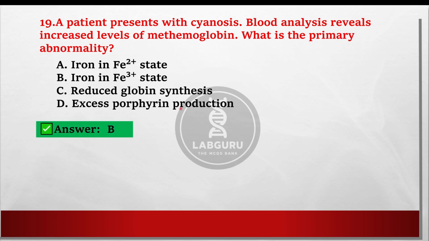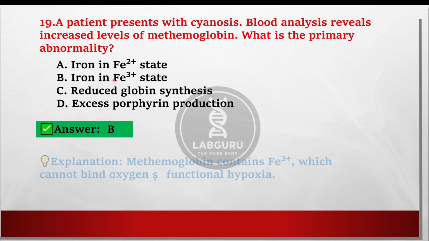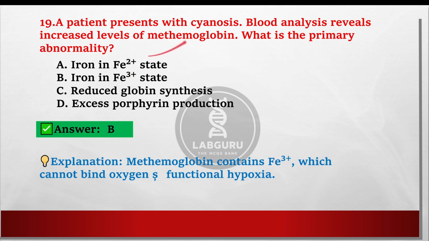So the right answer is option B, that is iron is present in ferric state, because methemoglobin contains Fe3+. Here you can see in the blood analysis methemoglobin is increased, so it contains ferric Fe3+ ion, which cannot bind with oxygen sufficiently, causing less oxygen supply to the tissues, and resulting in cyanosis. The right answer is option B.